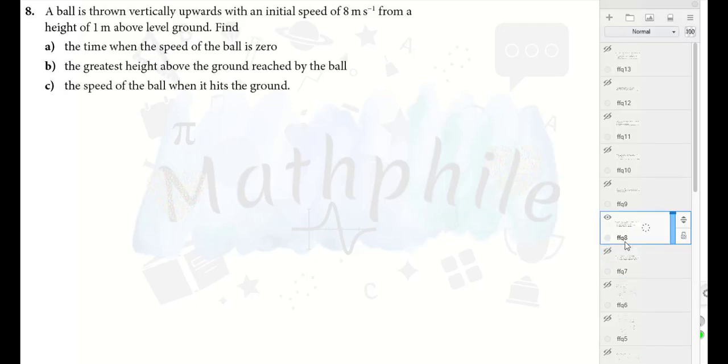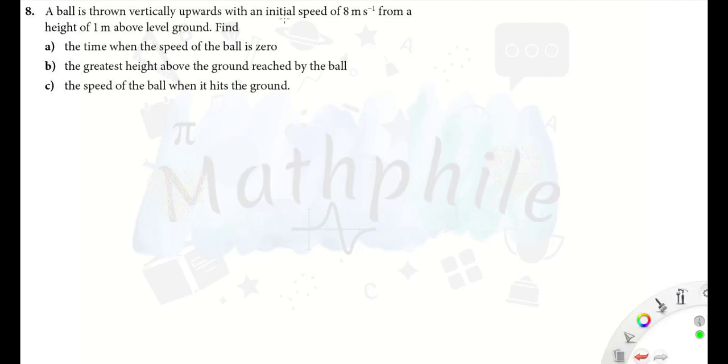Okay, so this is more like it. A ball is thrown vertically upwards with an initial speed of 8 meters per second from a height of 1 meter above the ground. Find the time when the speed of the ball is zero. What other way can this question be asked? Find the time when the speed of the ball is zero. Find the time when the ball reaches its maximum height. Very good, yeah, that is very true.